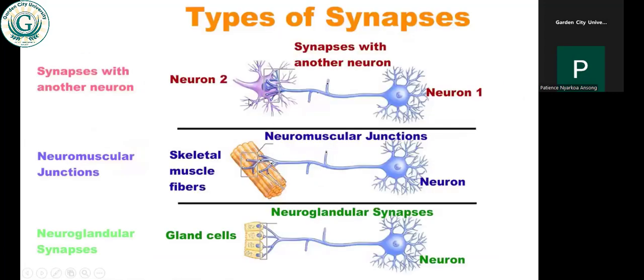You can have some types of synapse. You can have the synapse between one neuron and the other. You can have the synapse between the neuron and the skeletal muscle cell, which is the neuromuscular junction. Neuromuscular, the neuro and the muscle. Neuromuscular junction, the neuroglandular, the neuro and then the gland cell.